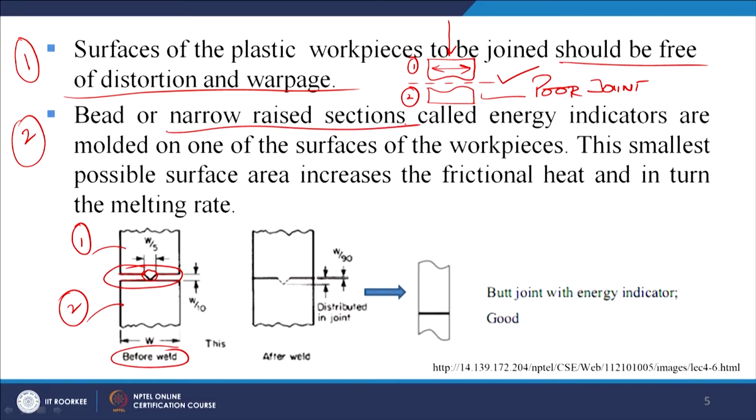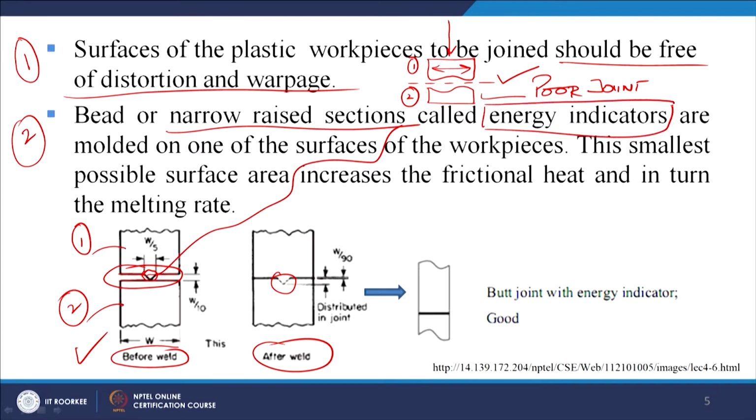Narrow raised sections. So this is the narrow raised section which is shown here. This is a narrow raised section after the welding. This is after the weld, this is before the weld. Now the bead or narrow raised sections are called the energy indicators.